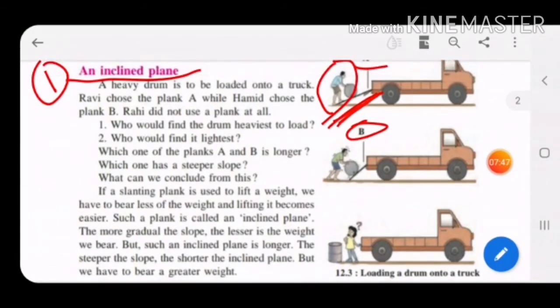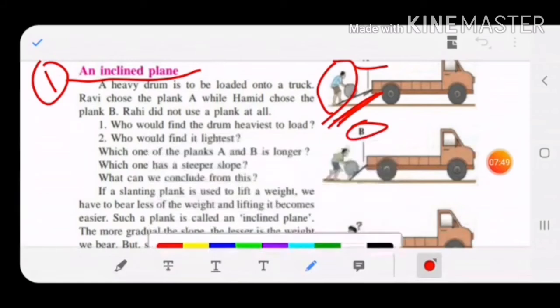Definitely, children, Rahi will find it heaviest, because she didn't take any help of the plank to keep the load into the truck.